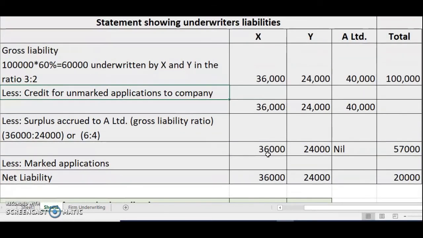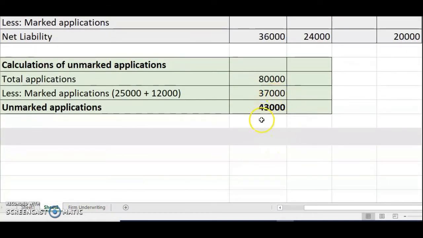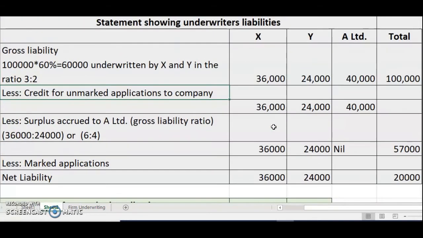Now, what do we have to do with these unmarked applications? Because this is partial underwriting, you know that these 43,000 applications are received by the company directly from the public. So the benefit of these unmarked applications will be given to the company. You should not give this benefit to any of the underwriters, because there are some shares which are not underwritten by any underwriter. So the company will take the benefit. So it is 43,000, and you have to write it in the company's column.